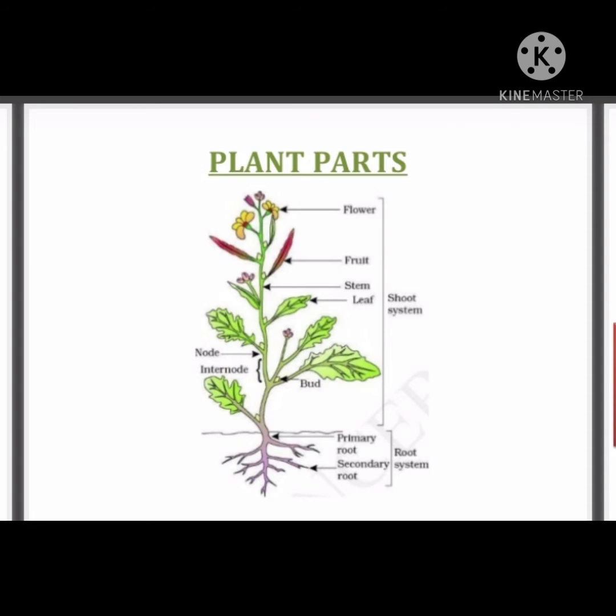Why is reproduction essential? It is essential to ensure the continuity of the species, continuity of generation one after the other. So reproduction is a common feature of living organisms, of plants and animals. In this chapter we are going to study reproduction in plants. What are the different modes of reproduction in plants?